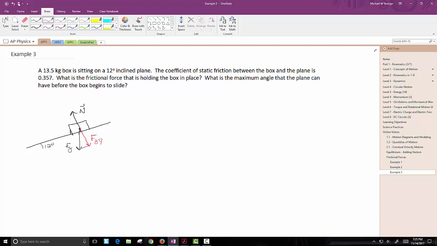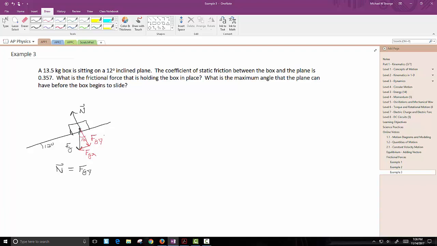And then we would go parallel to the plane. So this would be the force of gravity in the x direction. And then my angle is right there. That's the 12 degrees. Okay, so now we can do some stuff. So now I can see that the normal is equal to the force of gravity in the y direction.